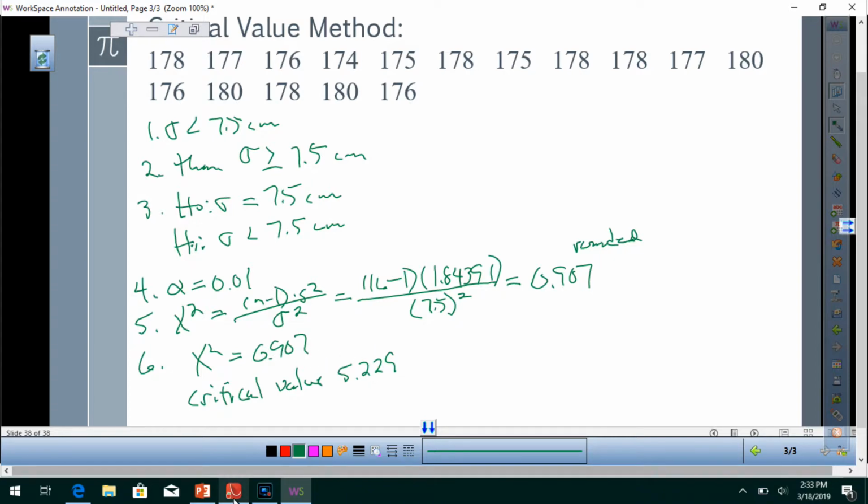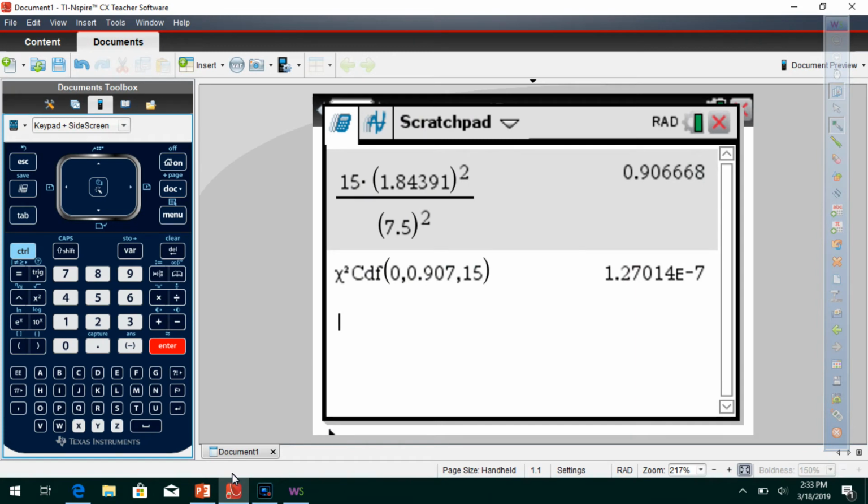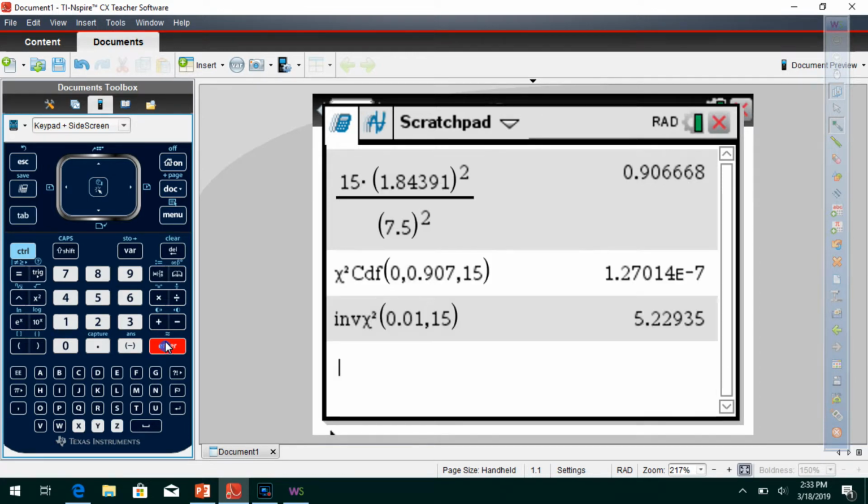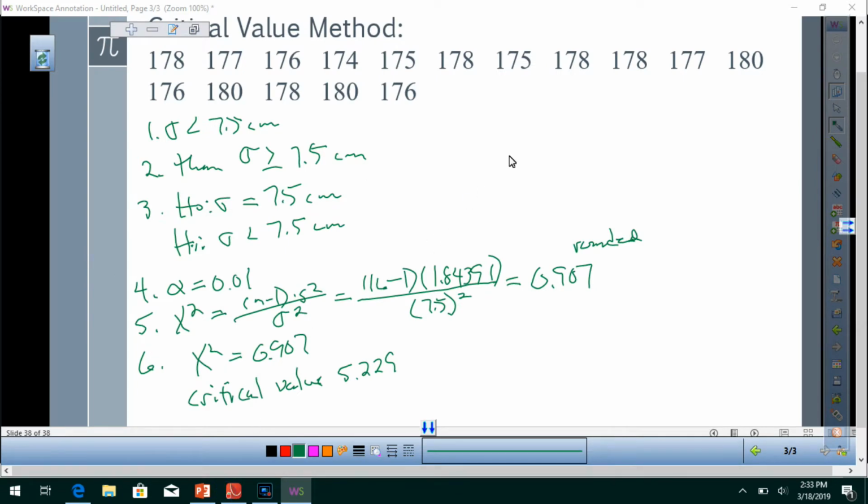You can also find it in your Inspire. Let's go to our Inspire. We're going to do menu 6, 5, 9. Our area is going to be 0.01. Our degrees of freedom is 15. And we get 5.229. Okay, works both ways. So again, we're going to reject the null hypothesis. And let me draw that.